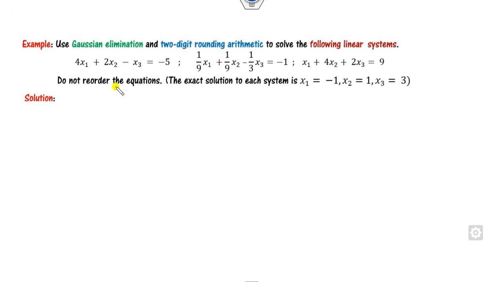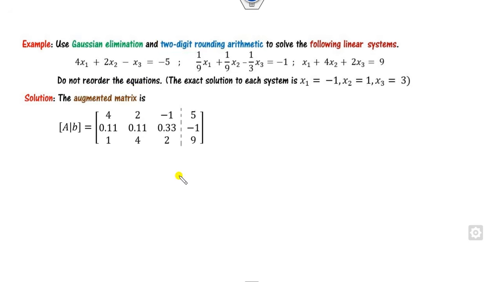Look at another question. Do not reorder the equations, which means there is no need for partial pivoting. You have to use 2-digit rounding off. So like 1 over 3, it is 0.3333, but you have to use 2-digit rounding. So the rounding of this is 0.33. So I can make this value.